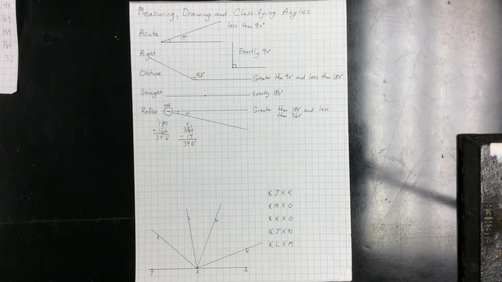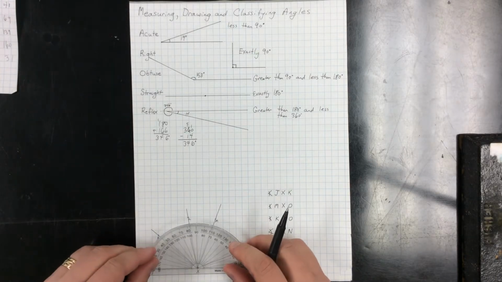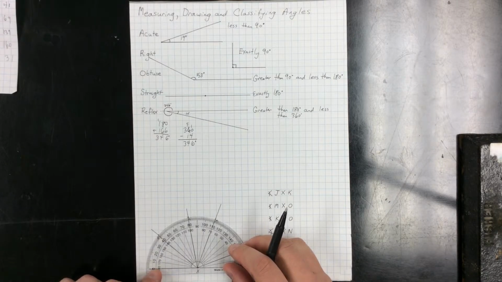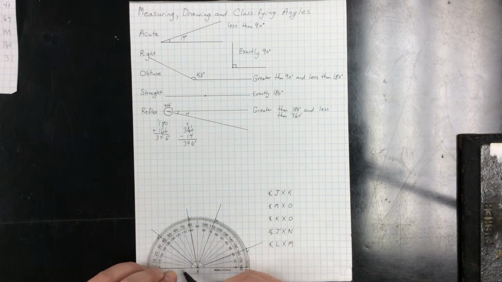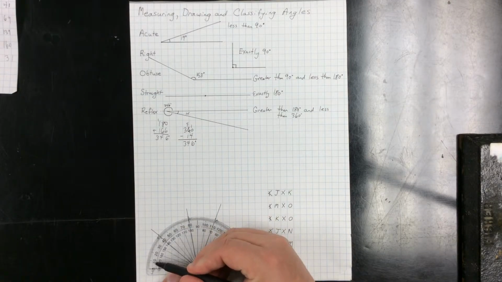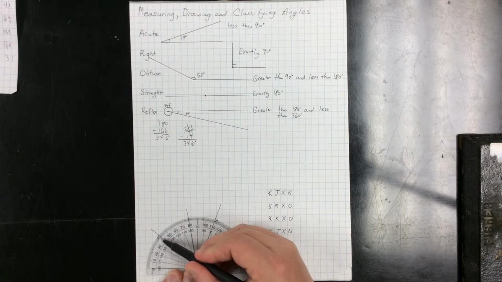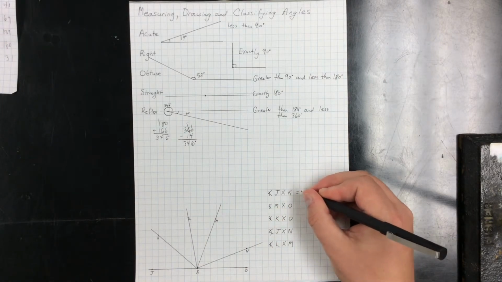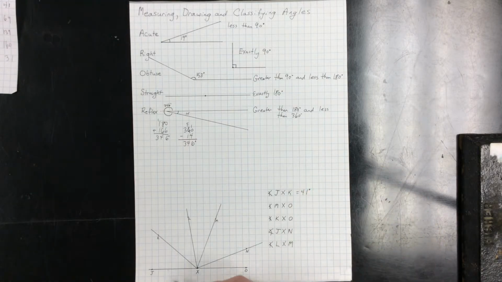In my diagram at the bottom of the page, we have a variety of different angles. We're going to put a protractor on and just practice measuring those. I'm going to start with angle JXK. I'm going to put my protractor on, carefully lining up the bottom and putting this T-intersection 90 degree mark right on the vertex, which is X. Get it all lined up. And I'm going to start at the 0 and measure up 10, 20, 30, 40, 41 degrees. JXK is 41 degrees.